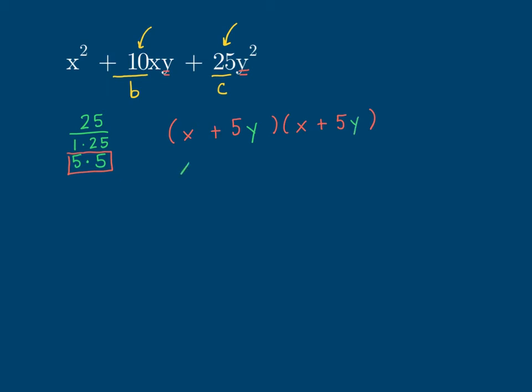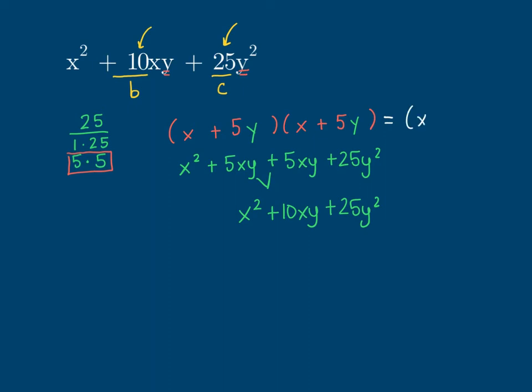So if we FOIL this, we get x squared plus 5xy plus 5xy plus 25y squared. We combine our middle terms and we get x squared plus 10xy plus 25y squared. So we know that this is the correct factored form, but because those two binomials are exactly the same, we would write this x plus 5y quantity squared because we're just multiplying something by itself. So this would be our final answer right here.